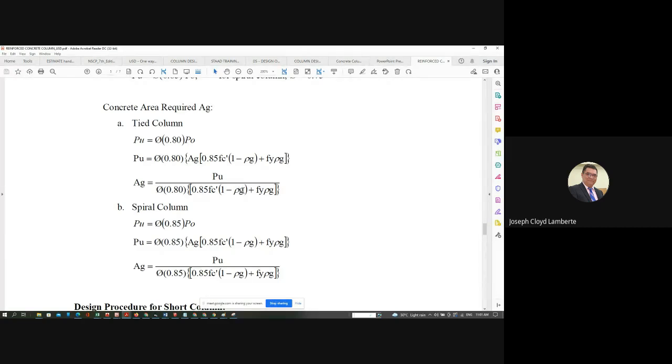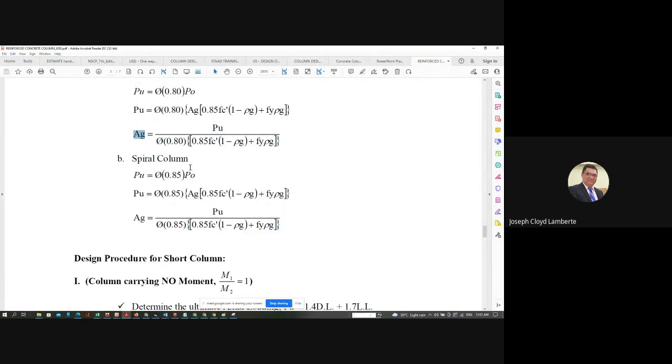So you assume the steel ratio. Once you assume the steel ratio, Fy and Fc prime are given. And then, if you have your PO, of course, you can also get the gross area. That is the basic design of a column, for pure axial load on a short column. For a spiral column, it is the same. The only difference is 0.85 and the reduction factor of 0.75.